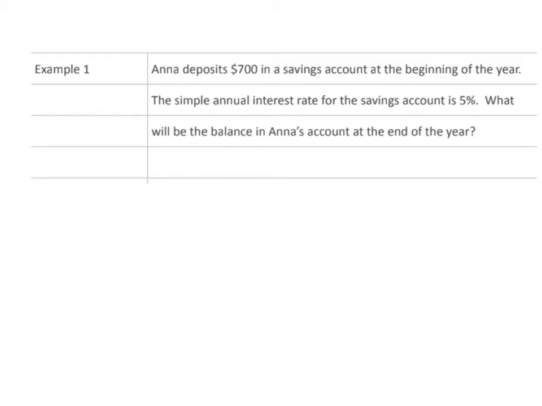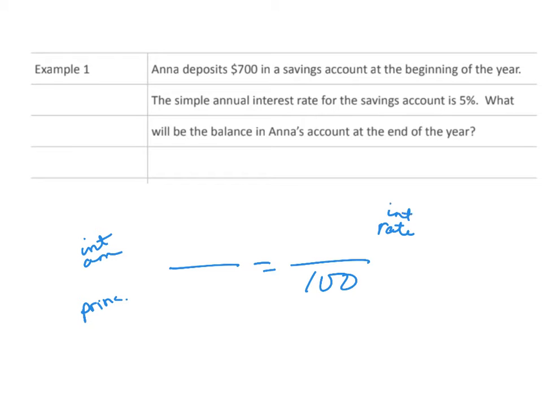So here's where we're going to start setting it up, and we're going to pay attention to all those fun things. Remember, this is the interest amount. This is what we call our principal amount or the original, and this is the interest rate. So we've got to know where things go. So let's go one sentence at a time. Anna deposits $700 in a savings account at the beginning of the year. That's our principal amount. That's her original amount of money. So we call that the principal.